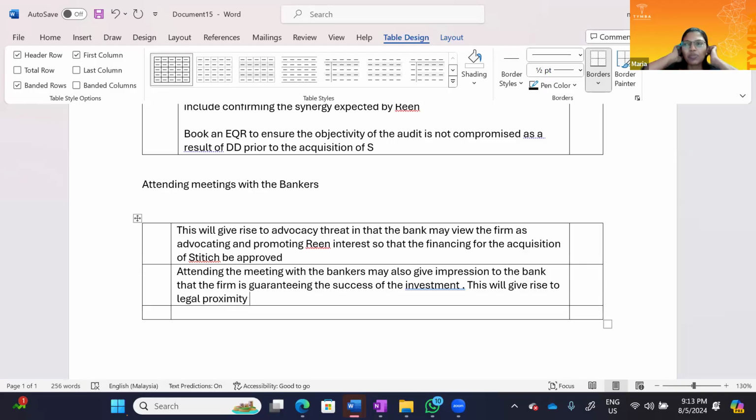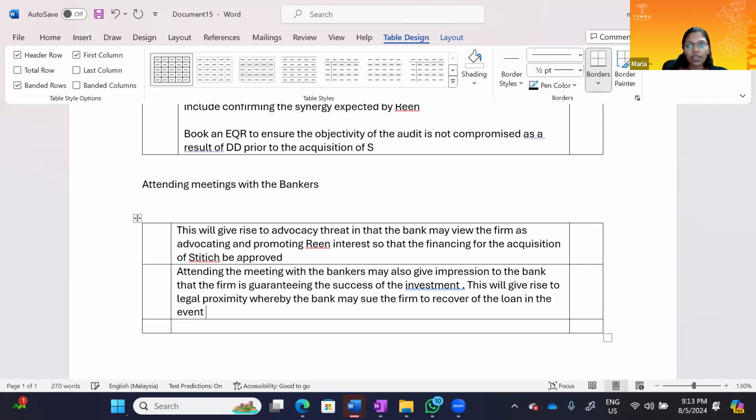So what is legal proximity? Legal proximity is you putting yourself in a situation where you can get sued. So legal proximity whereby the bank may sue the firm to recover the loan in the event Rin defaults. Because you go and become like a representative like that.